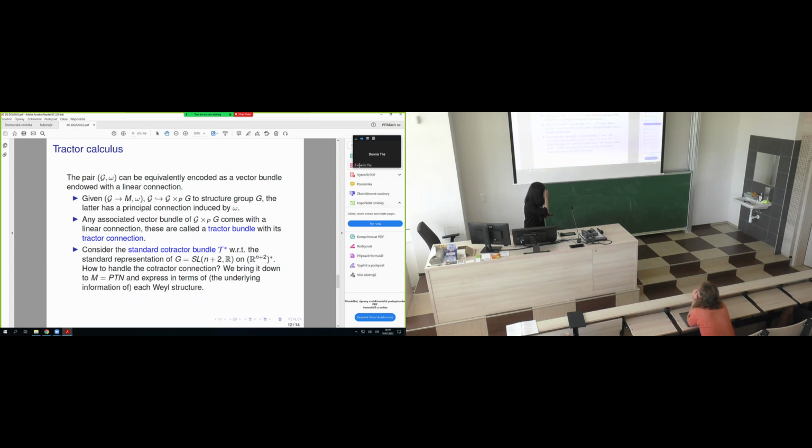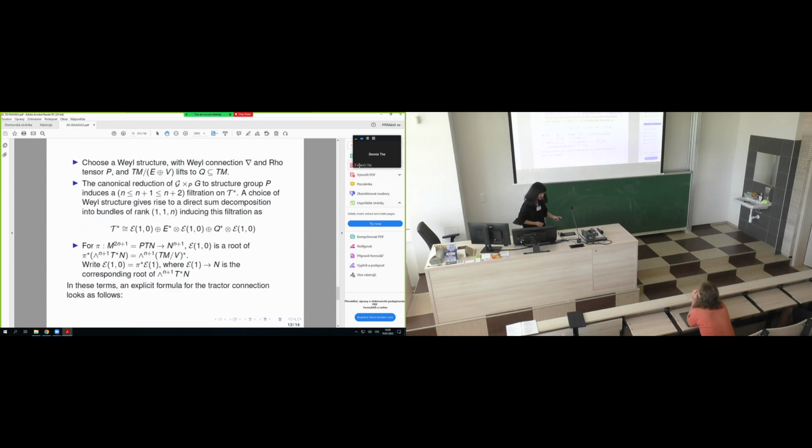To get an explicit description of how the tractor calculus for this bundle works, I can try to express it with the data underlying each Weyl structure, as follows. If you choose a Weyl structure, I name the underlying information: nabla, the Weyl connection; the rho tensor, the (0,2) tensor field; and the splitting, as a lift of the quotient bundle to a subbundle Q of TM.